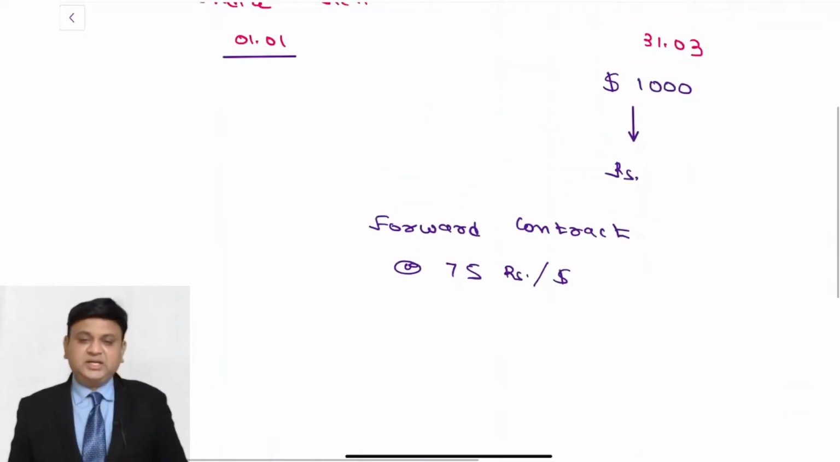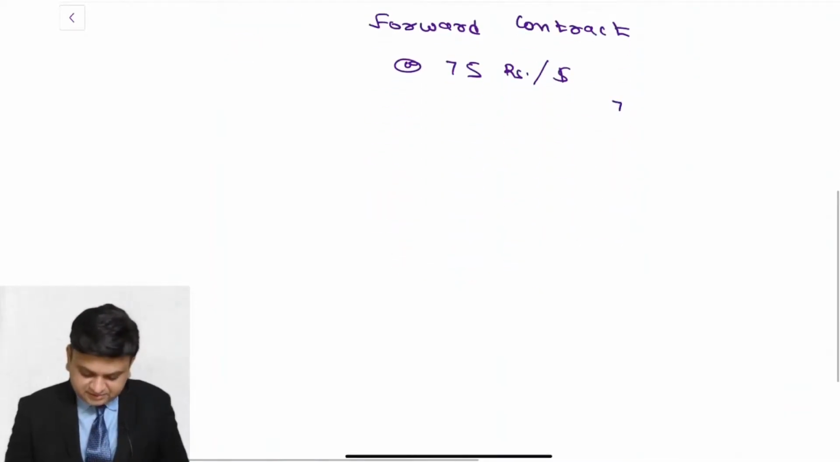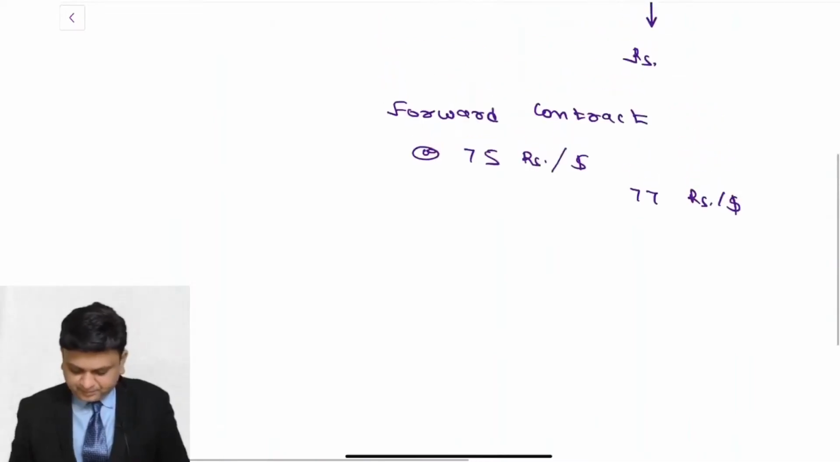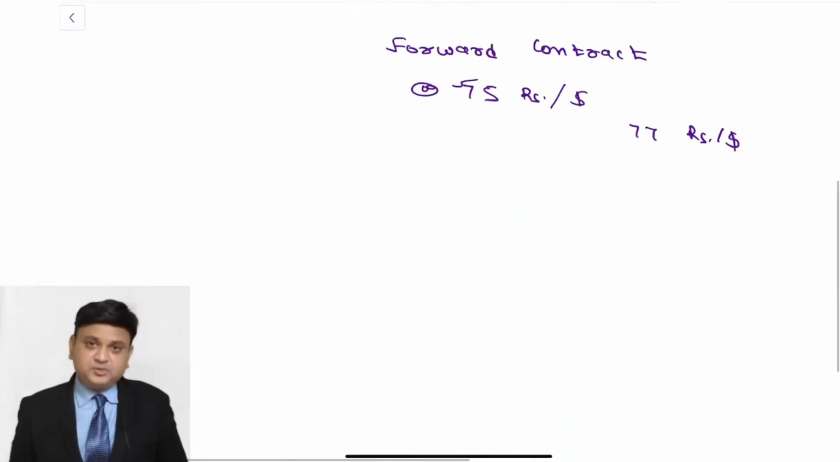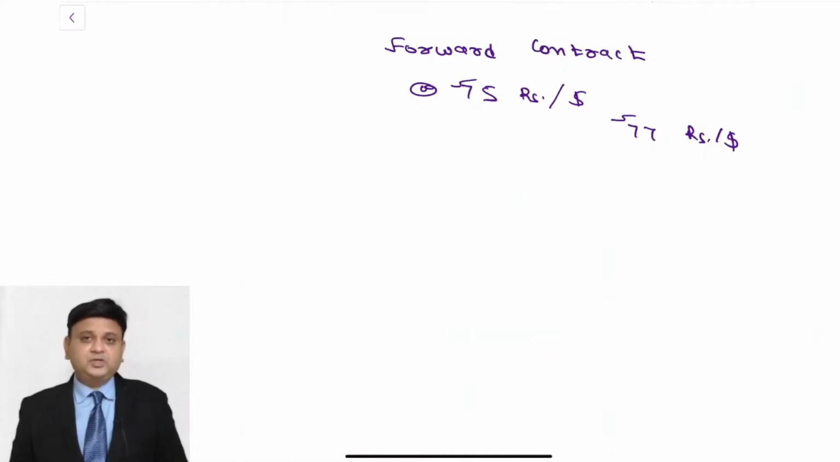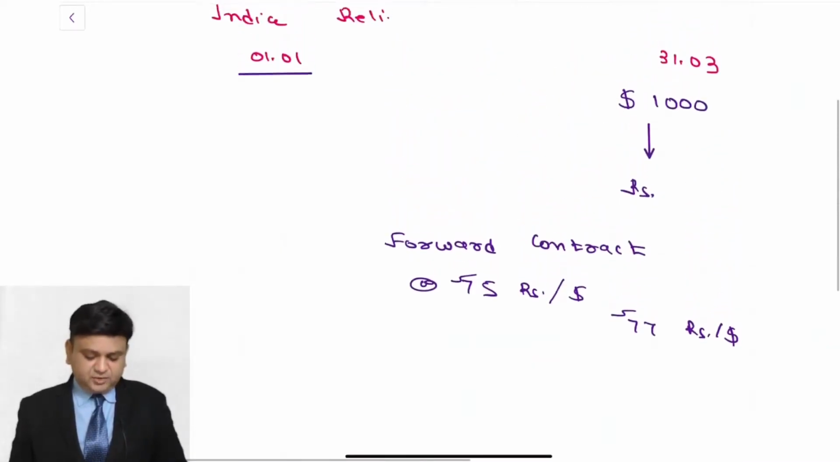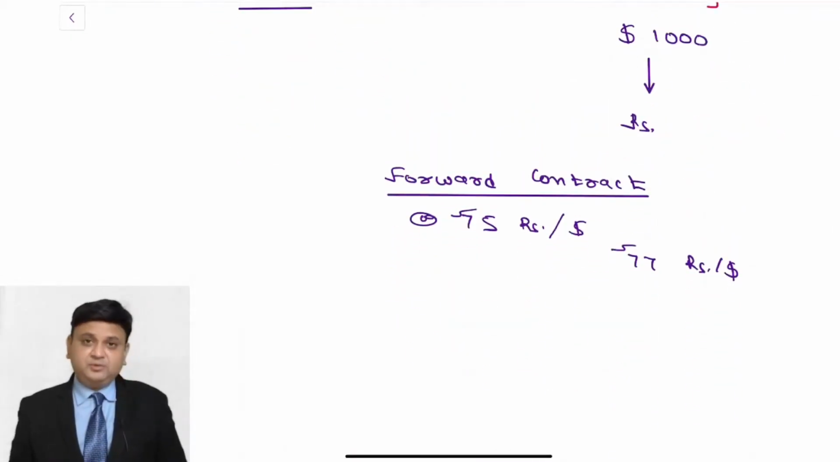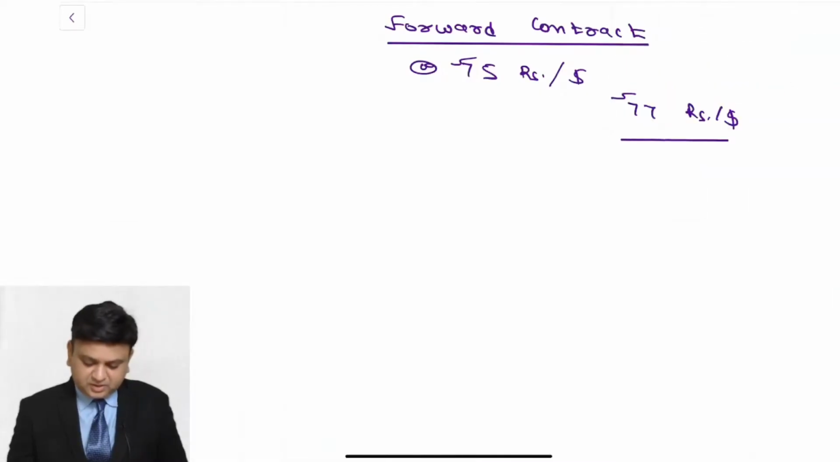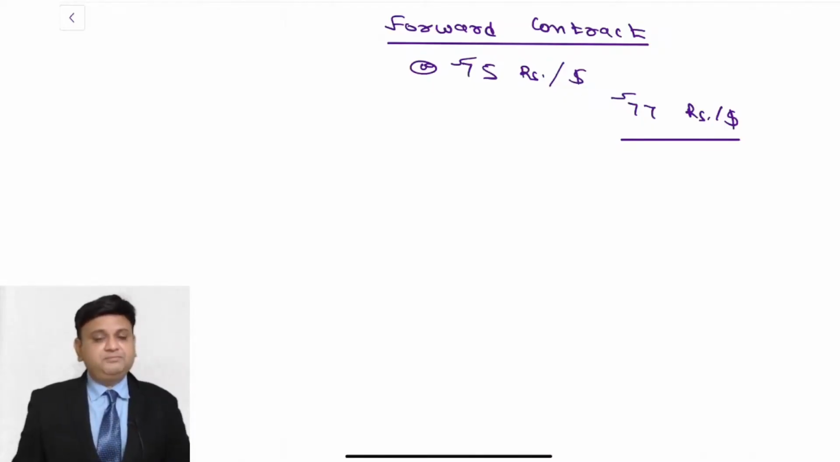Now on 31st of March, let us assume that the spot exchange rate is 77 rupees per dollar. Then from Reliance company's point of view, things are not favorable. Why? Because it is going to receive only 75 rupees per dollar instead of the 77 rupees that it could receive in the spot market. Whatever less amount it receives is a kind of loss. So this forward contract results in a loss, which you come to know based on the spot rate prevailing for the dollar on 31st of March. So basically the forward contract derives its value based on the spot rate prevailing on 31st of March.